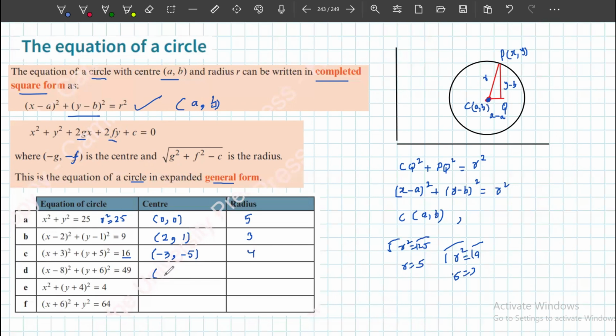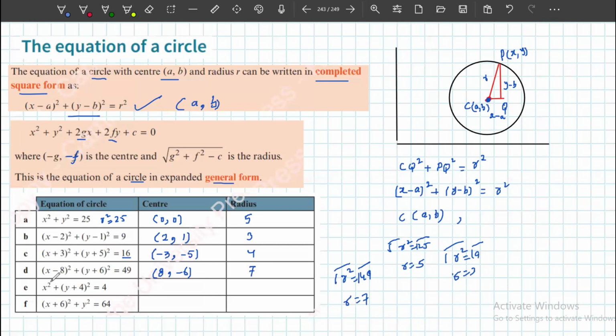Next, the center is minus 8 and minus 6. Look, plus 6, so I'm writing minus 6. And then your r square is 49. Once we take the square root, it gives us 7, which means our radius is 7.